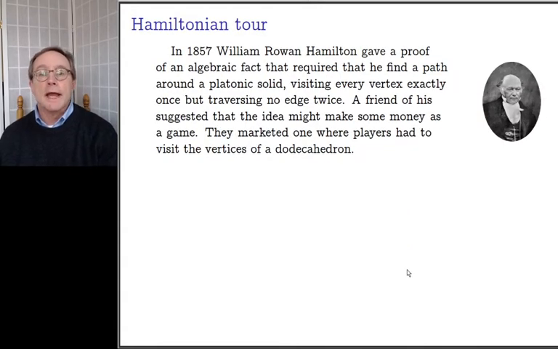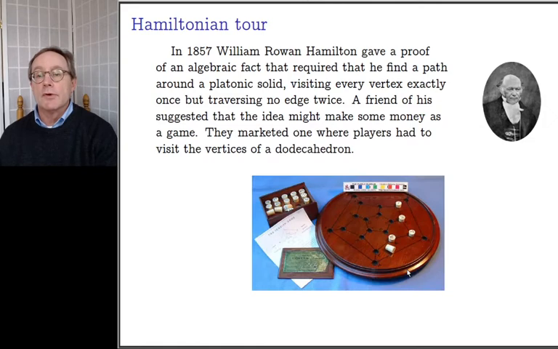Okay, next up, 1857. So William Rowan Hamilton gave a proof of some algebraic fact, and in order to prove the algebraic fact, he had to find a path around a Platonic solid, visiting each vertex exactly once and traversing no edge twice. A friend of his suggested that the idea might make some money as a game. It's in some way analogous to Rubik's Cube. So they marketed one, and the players had to visit the vertices of a dodecahedron. And there you see the dodecahedron, and those are little corks, like from a wine bottle, and they're labeled with numbers. And then the number one was supposed to be, it's called Around the World.